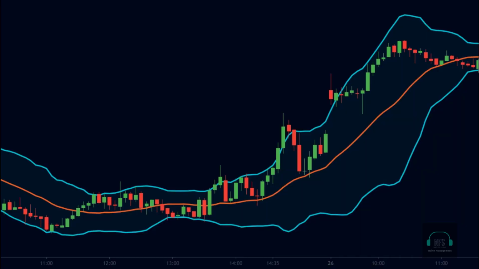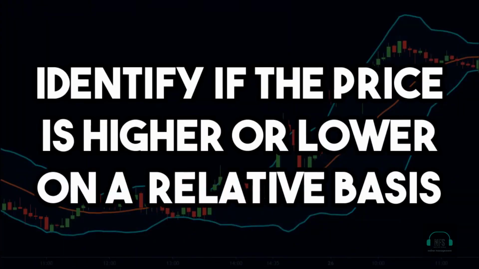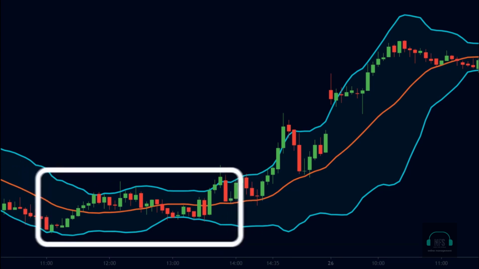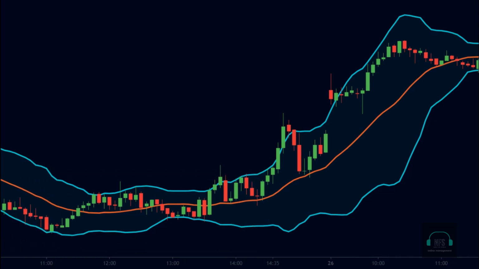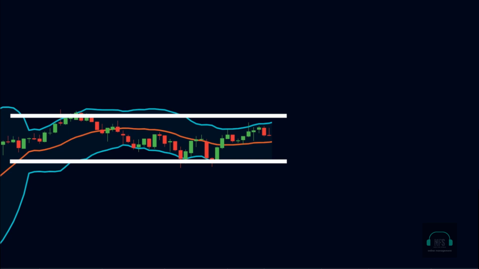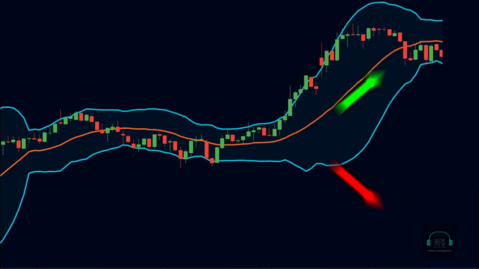The main use of Bollinger Bands is to identify if the price is higher or lower on a relative basis. The main advantage of using Bollinger Bands over other envelope indicators is that Bollinger Bands clearly show the volatility of the market. This means that when the market is going through a period of low volatility, the bands become much narrower. This indicates that a strong trending move might follow. Whenever we see narrow Bollinger Bands, we should keep an eye out for a breakout to occur in any direction.